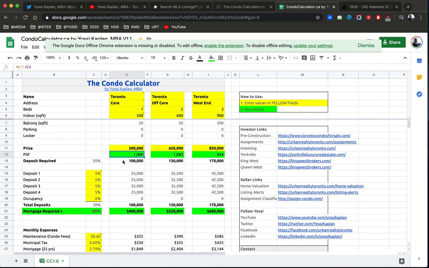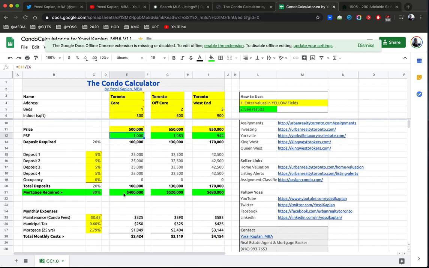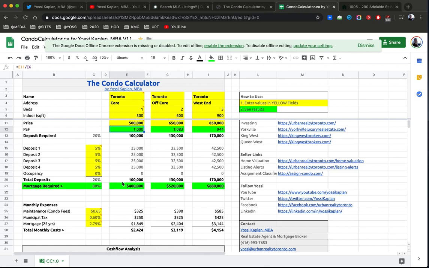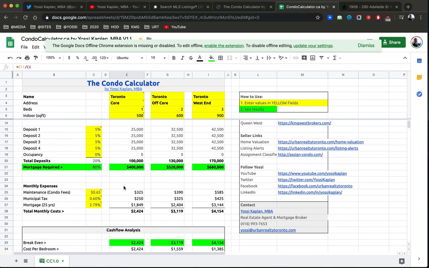Deposit required at 20% is $100,000. And if you were to buy this in four payments of 5%, the system shows you four times $25,000, a total of $100,000. The mortgage required will be $400,000, which is the $500,000 you pay for, less $100,000. So 80%, $400,000. Now this is the interesting stuff here, monthly expenses.